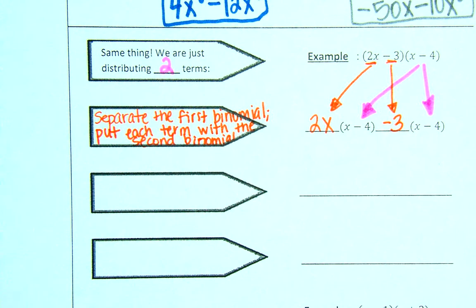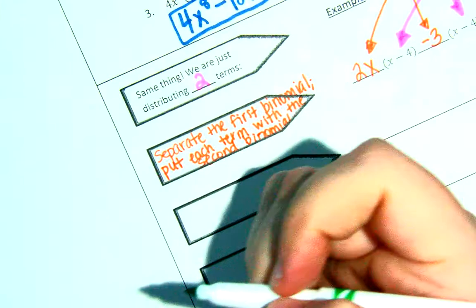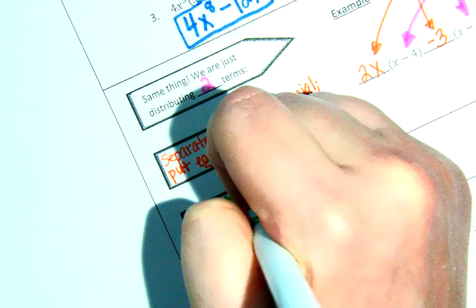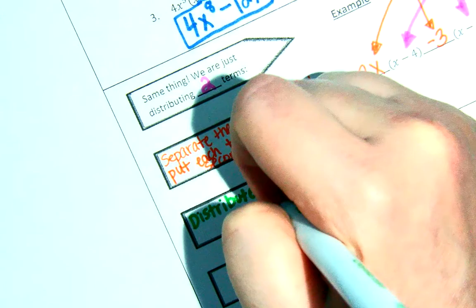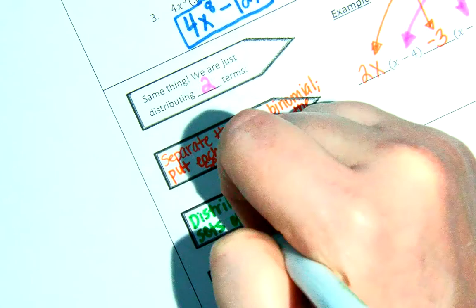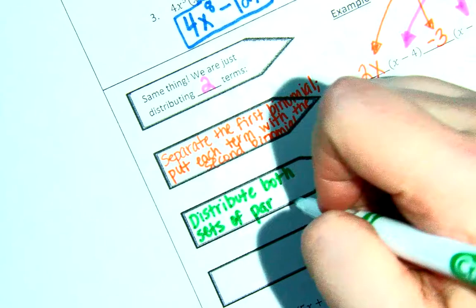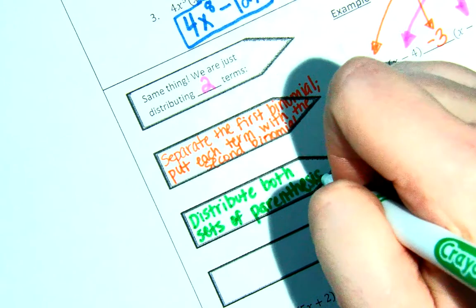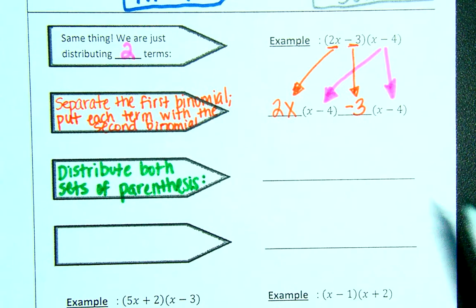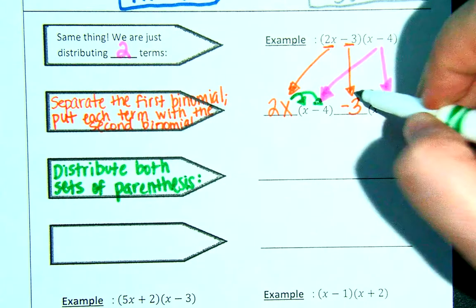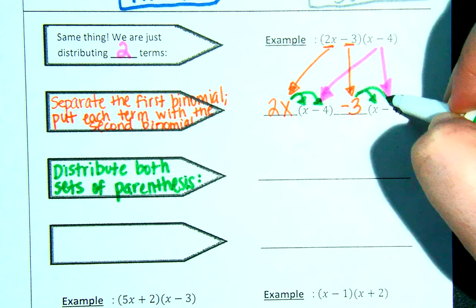Now, the second step is to distribute both sets of parentheses. Okay, so we're going to distribute both sets of parentheses. So I'm going to take this 2x and I'm going to distribute to its set of parentheses. And I'm going to take the negative 3 and distribute it to its set of parentheses.